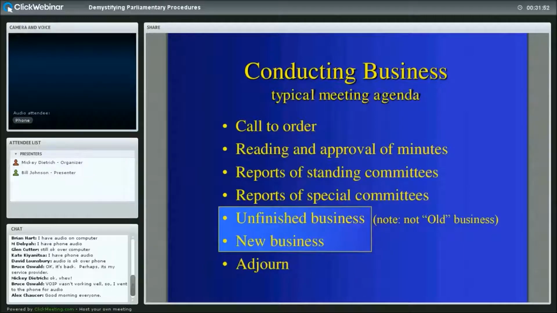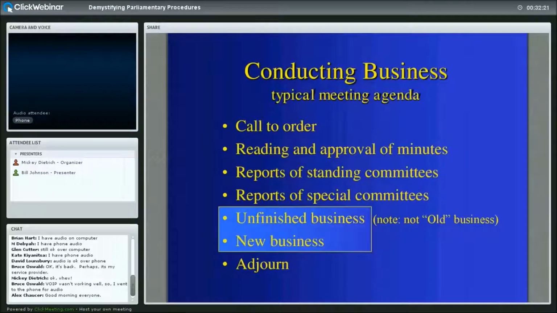There's reading and approval of minutes from the previous meeting of the organization. They don't generally have to be read. Nowadays, they typically are distributed ahead of time by email or whatever, and so you simply ask, are there any corrections? The idea is that people that participate in the organization always have the opportunity to review and correct the minutes before they become officially adopted.